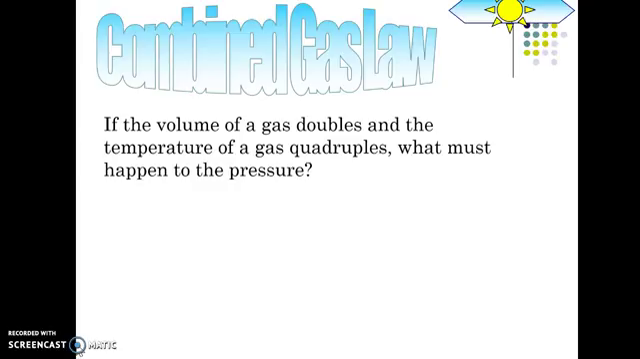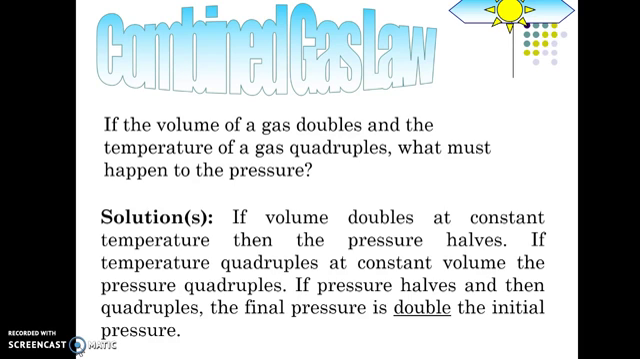So, I was saying that you don't have to stress over these problems, the fact that there's no numbers in them. We're going to use the combined gas law, and I'm going to show you how to solve for these. Here's a written solution. This is what freaks everybody out when they see this written solution. It says, if the volume doubles at constant temperature, then the pressure halves. If the temperature quadruples at constant volume, then the pressure quadruples. If the pressure halves and then quadruples, the final pressure is double the initial pressure. Don't worry about these words, okay? I'm going to show you a really easy way to do this.